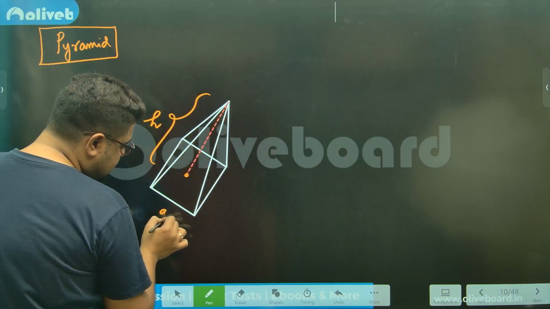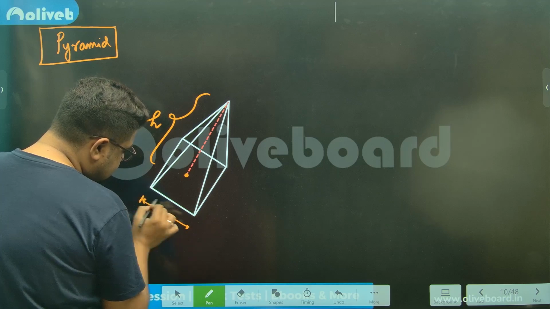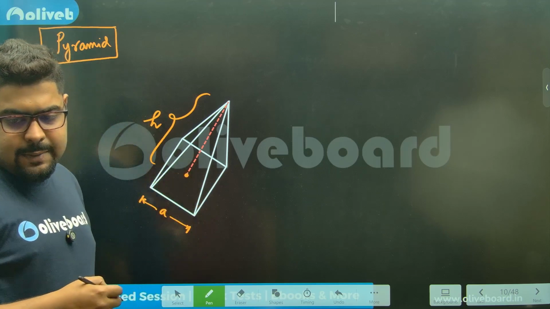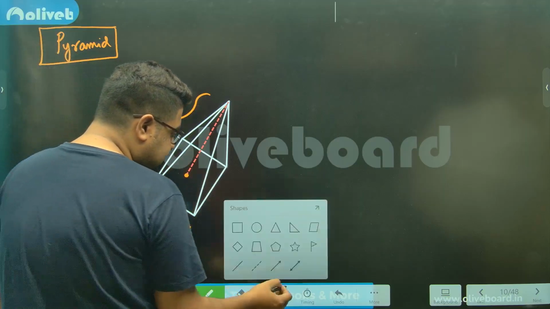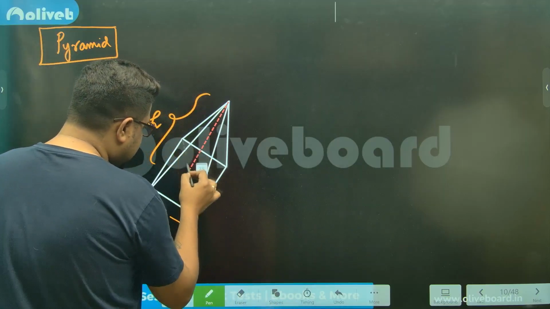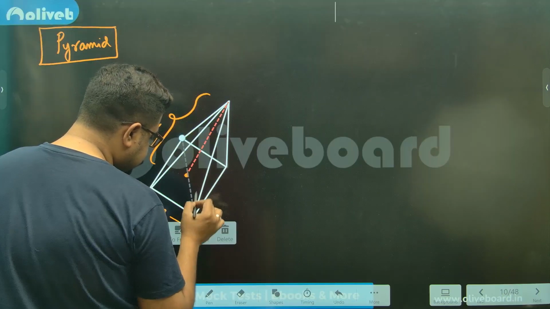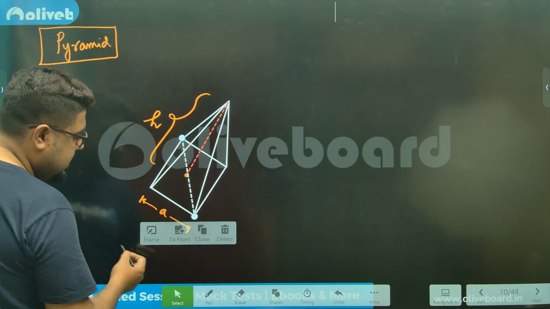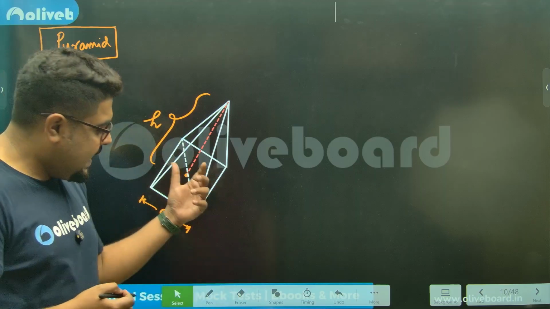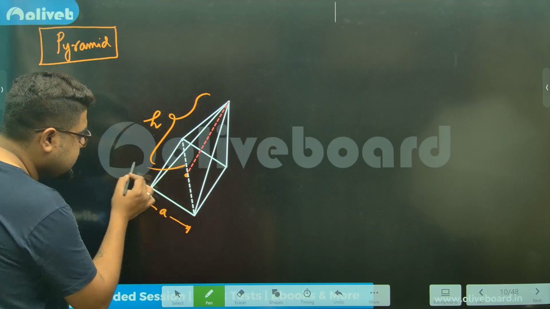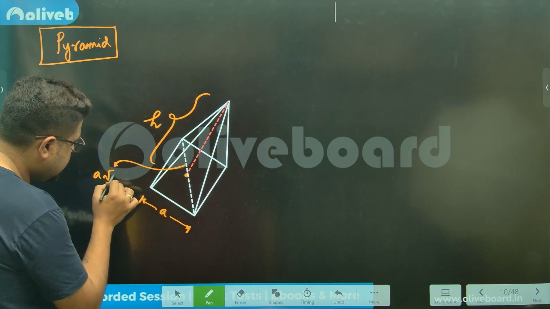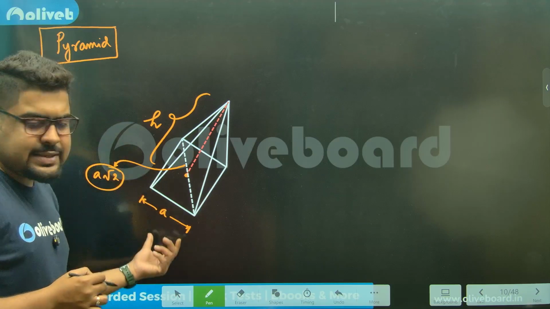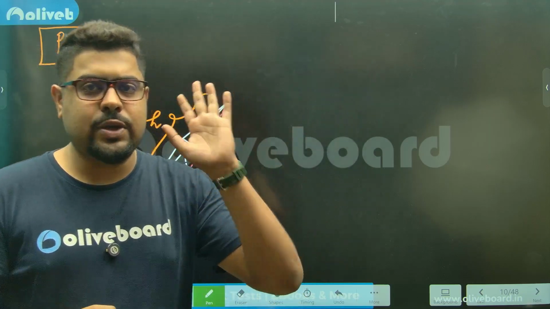Now the base is a square of side A. Please understand one simple thing: if I draw this diagonal, this is going to be A root 2, because A is the side, it's a square, so the diagonal is A into root 2.